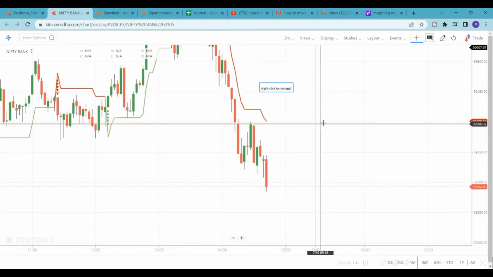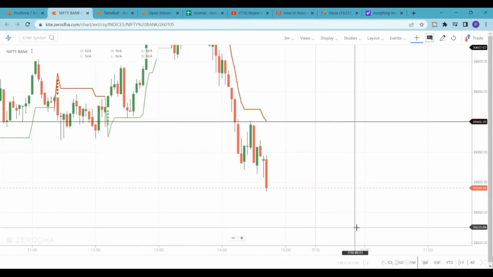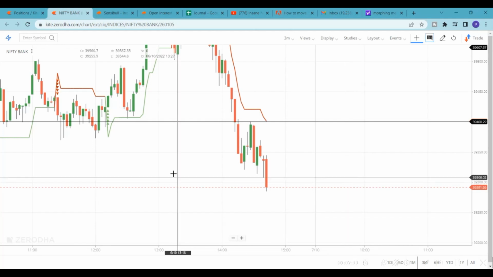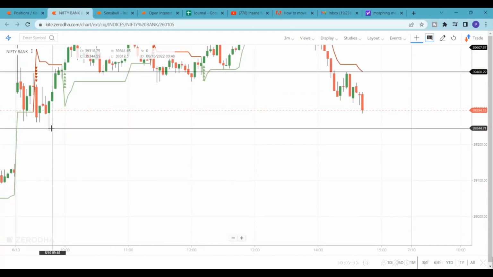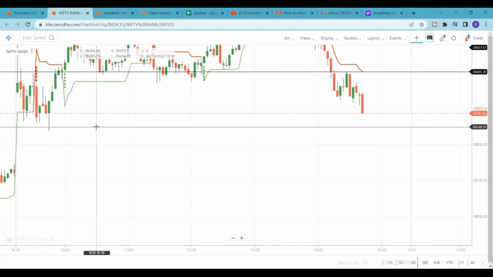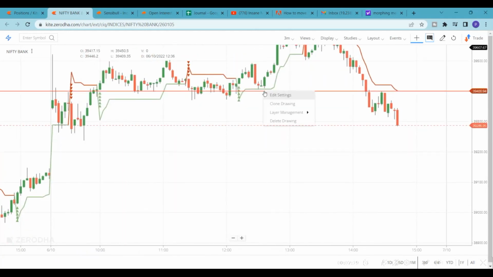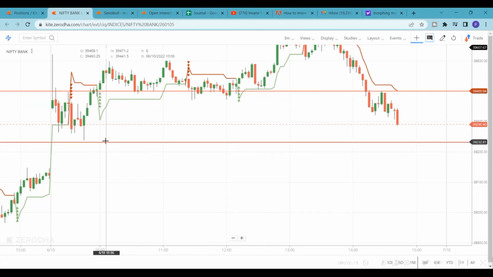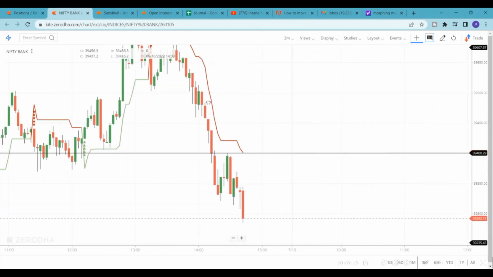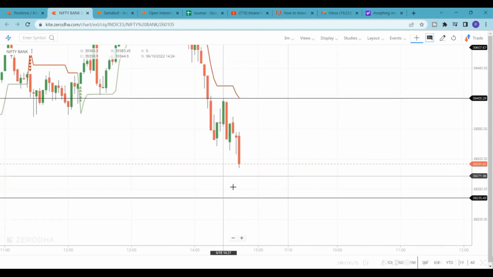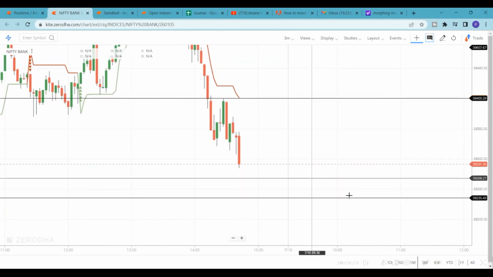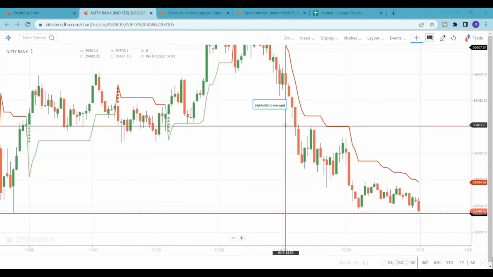Decent enough profits. Then again I started trailing my stop losses very tightly, and you can also see that the low has not been broken still, so you can expect a very good support at this level. I'm not expecting Bank Nifty to cross this level. In case it crosses, it will be a lottery, but we can expect a rebound over here.